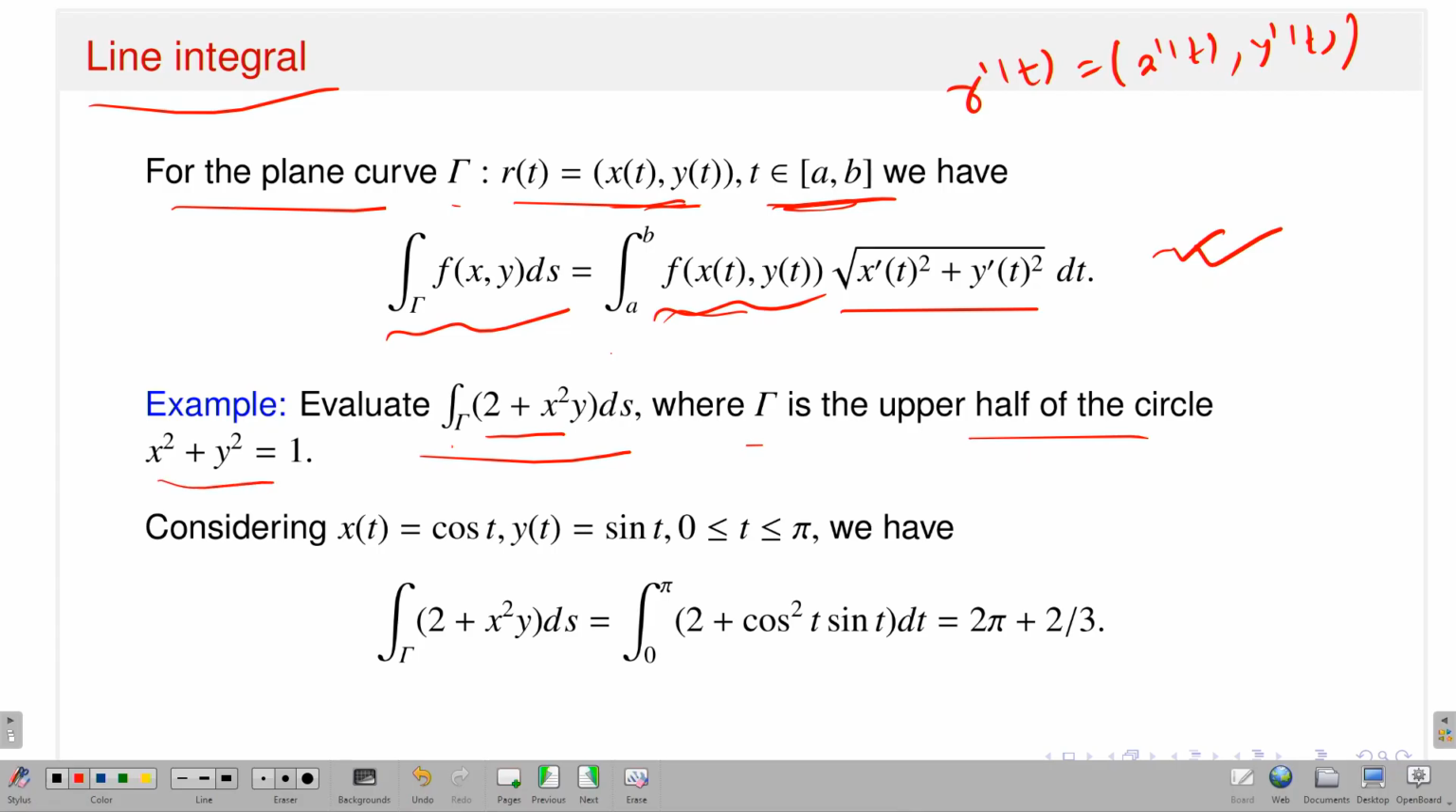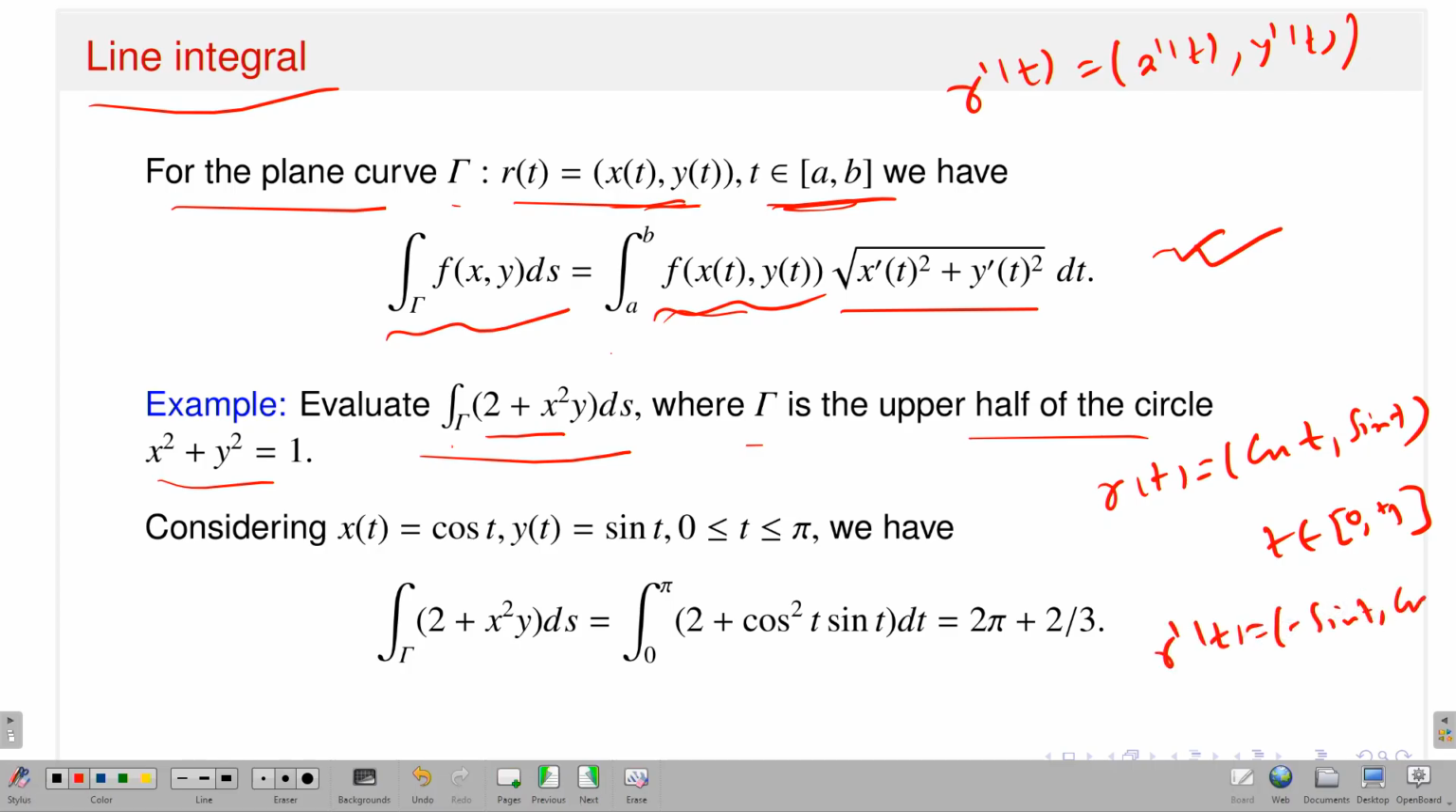Now, upper half circle means what? That means t running from 0 to pi, not 0 to 2 pi. And what is the corresponding parameterization? It is the upper half circle with unit radius, so the parameterization is very nice. Your parameterization is cosine t comma sin t, t running from 0 to pi. So, that is the corresponding parameterization. Get the r prime t, what is this? Minus sin t comma cosine t, right. Then you have to calculate this one.